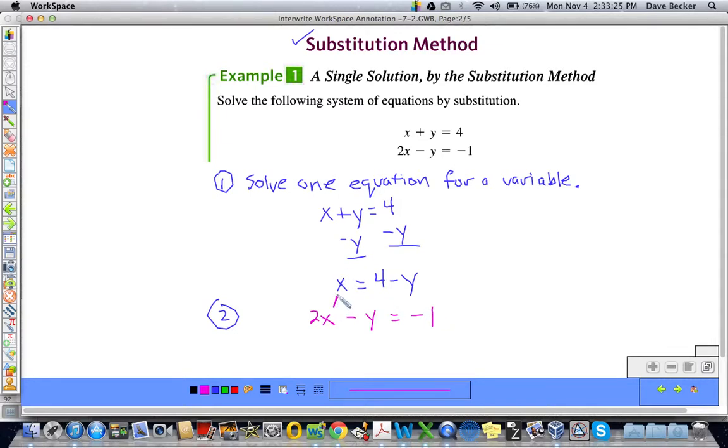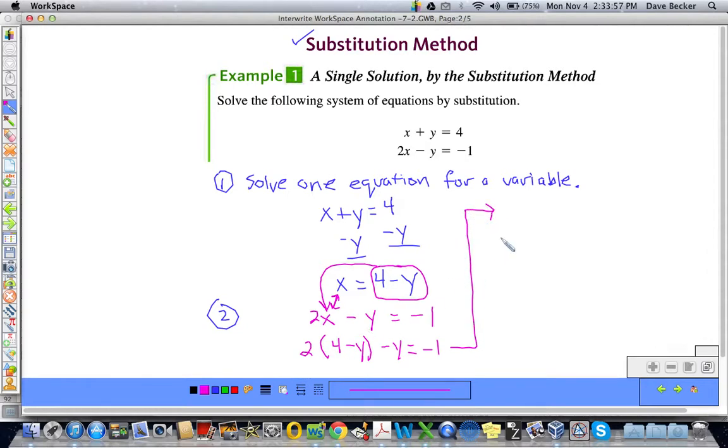What do you mean by substitution? Well, these two x's are the same x's if it's a system of equations. They equal one another, which means they both equal 4 minus y, which means I can replace the x there with 4 minus y. So I'm going to rewrite this equation as 2 times, and I'm going to replace x with 4 minus y equals -1, and I'm going to move this party up here where I have some room.